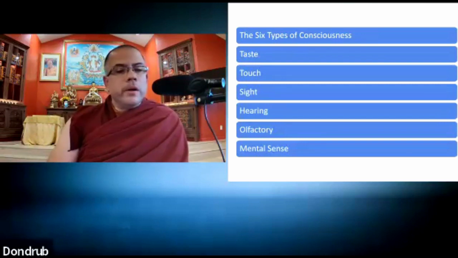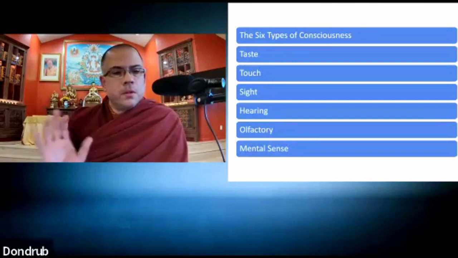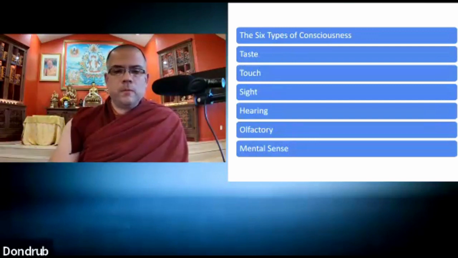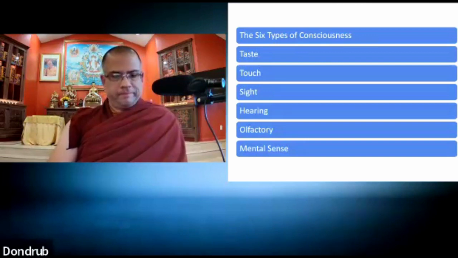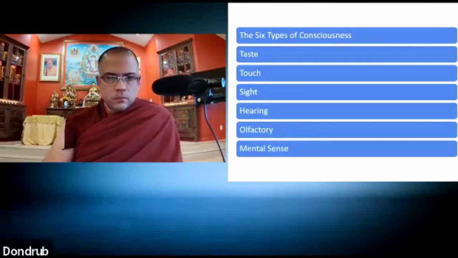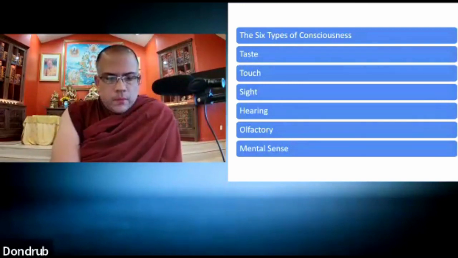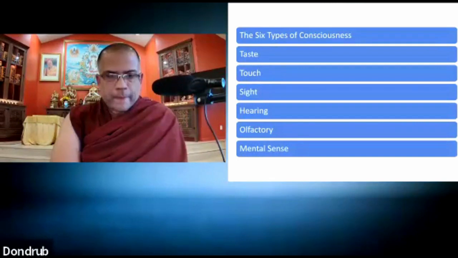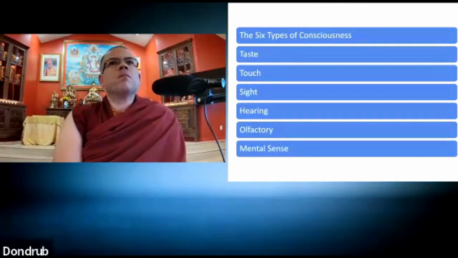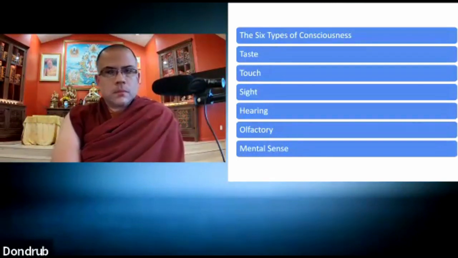So let me pause. Are there any thoughts or questions so far about anything that I've said? Yes, Venerable Dondrub, I have two questions. And one is, it occurred to me when you talked about the mind arises, so the clear mind arises with problematic states. Where do the problematic states come from?